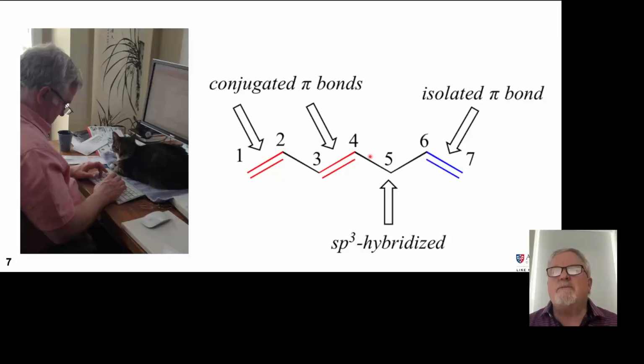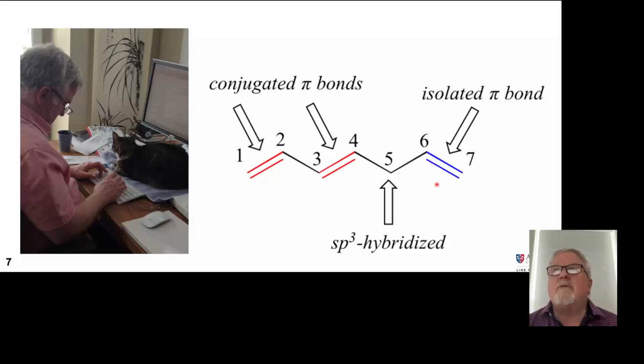We talk about this pi system as being conjugated. We have a double bond, a single bond, and a double bond, but the electrons are delocalized within this whole pi system. Over on this side, we have an isolated pi bond. It's just one pi bond, and it's not conjugated with this system over here. By conjugated, what we're going to see is that this pi system can communicate with this pi system. It's actually all one pi system.